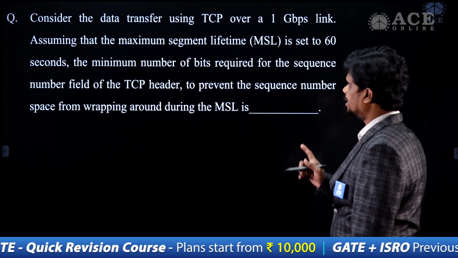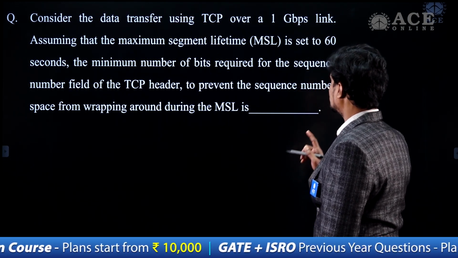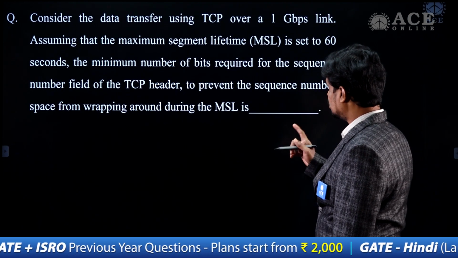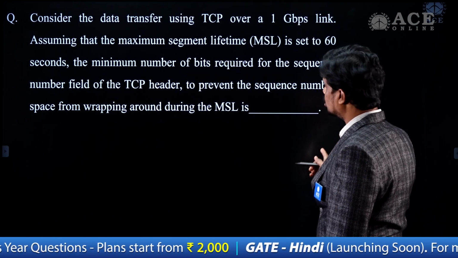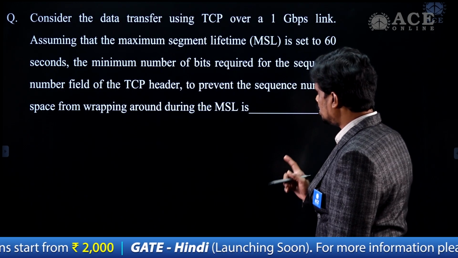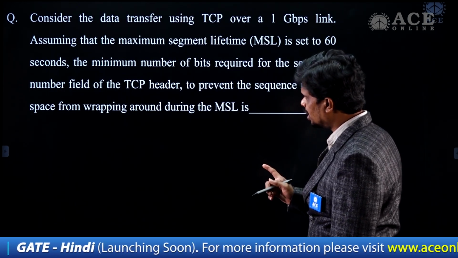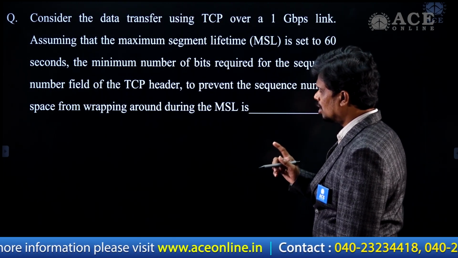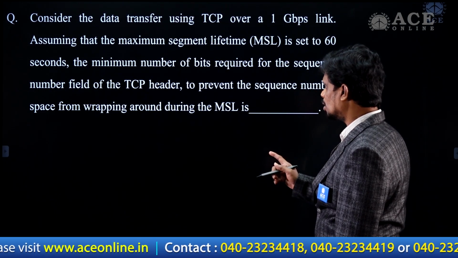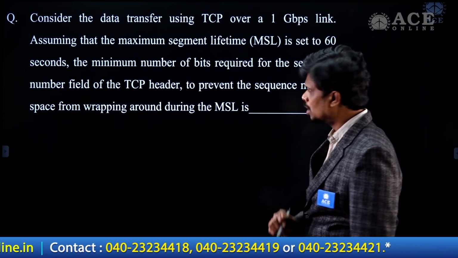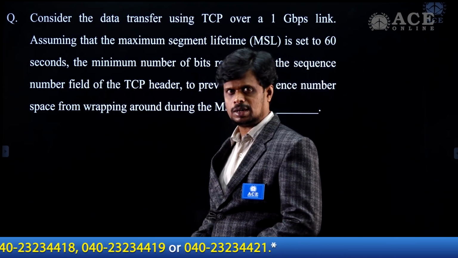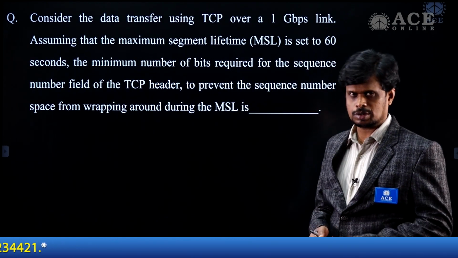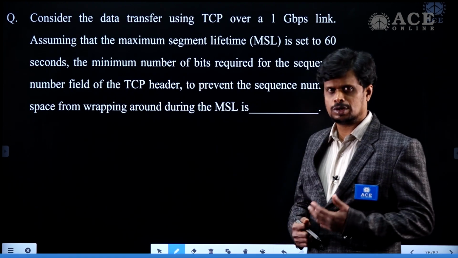Consider the data transfer using TCP over a 1 Gbps link. Assuming that the maximum segment lifetime MSL is set to 60 seconds, the minimum number of bits required for the sequence number field of the TCP header to prevent the sequence number space from wrapping around during the MSL is. So it is indirectly asking about the wraparound time concept only. This question is based on that wraparound time concept only.